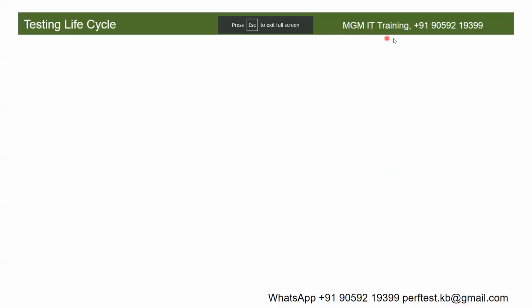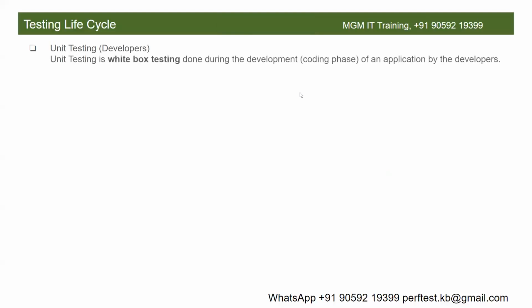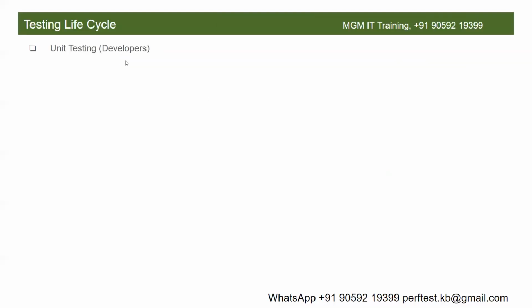So in any project, as soon as developers write some code, they will do something called unit testing. There are different phases in testing. The first one is unit testing, and unit testing will be done by the developers themselves.